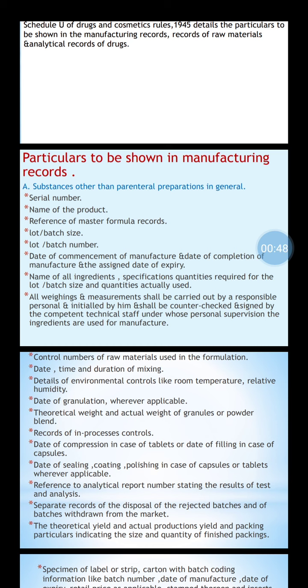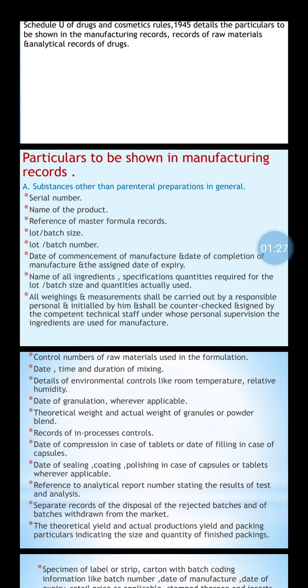First, for substances other than parenteral preparations in general: a serial number, name of the product, reference to the master formula record, lot and batch number, batch size, date of commencement of manufacture and date of completion of manufacture, and the assigned date of expiry. Then names of all ingredients, specification, quantities required for the lot, batch size, and quantity actually used.